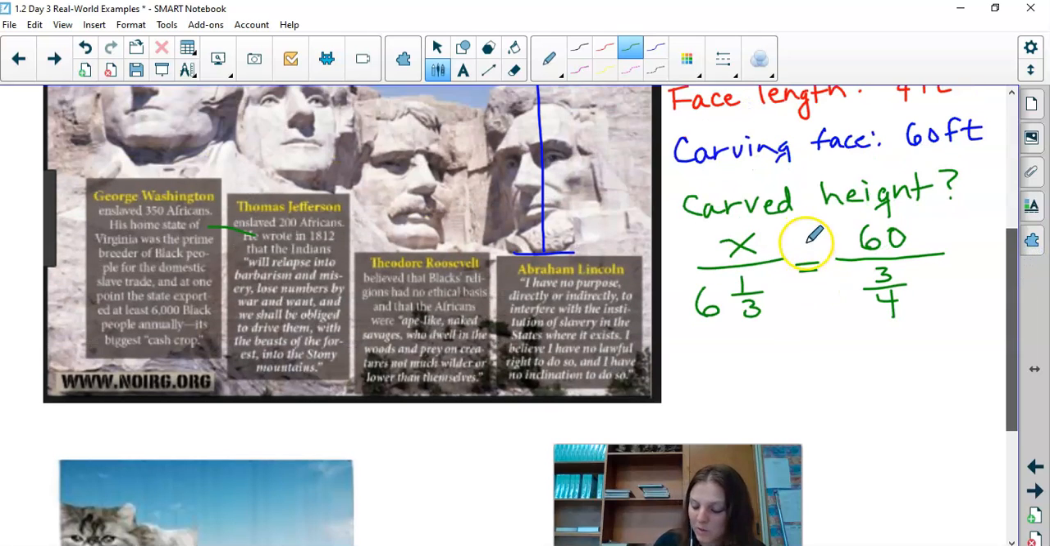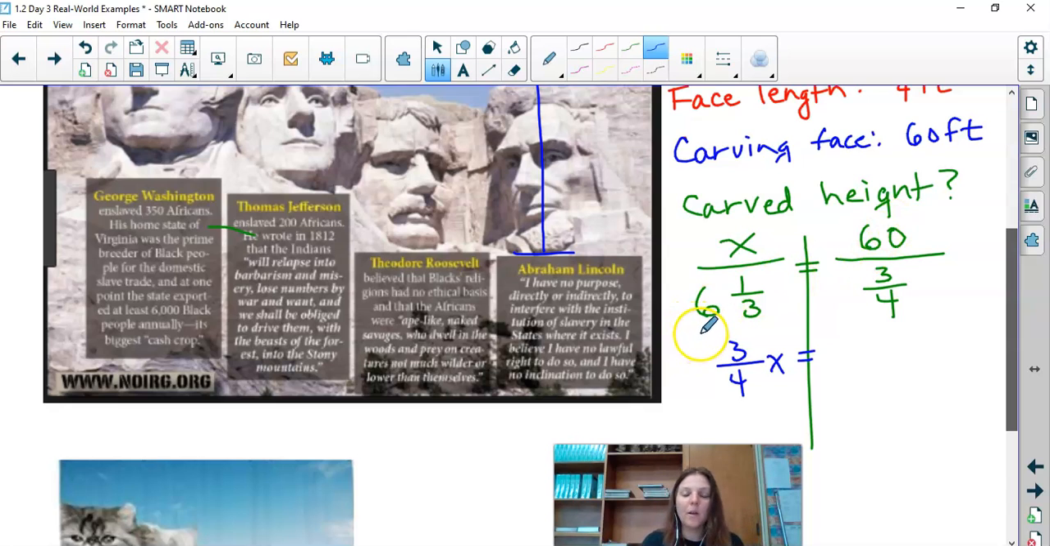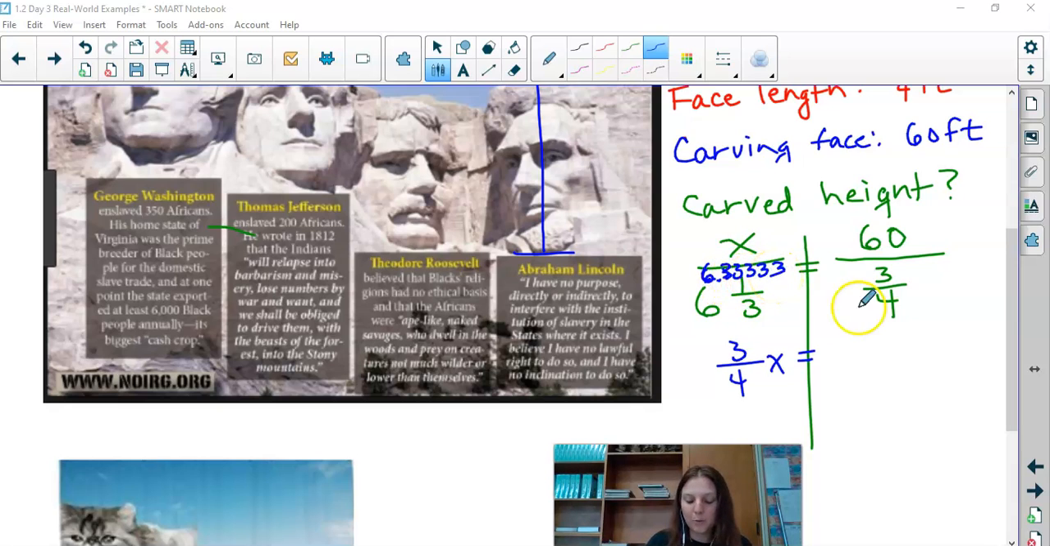Okay, so I'm going to go ahead and cross multiply what I have. 3/4 times X is just 3/4 X. And 60 times 6 1/3. All right, so this is where you're going to have maybe a little confusion. But what I did was I took this 1/3 and I divided it in the calculator. So 1 divided by 3 is just 0.3 repeating. So instead of typing in 6 1/3, I just typed in 6.333 repeating into my calculator. Okay, so I typed in 60 times 6.333333. I just put a whole bunch of them in there and I got 380.